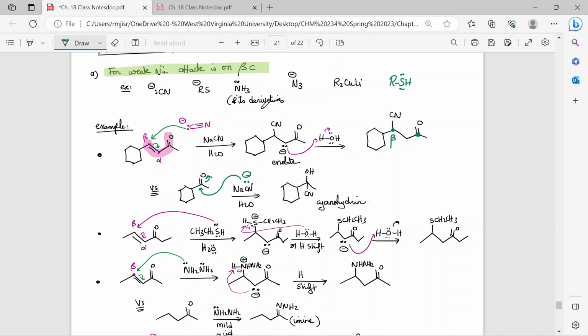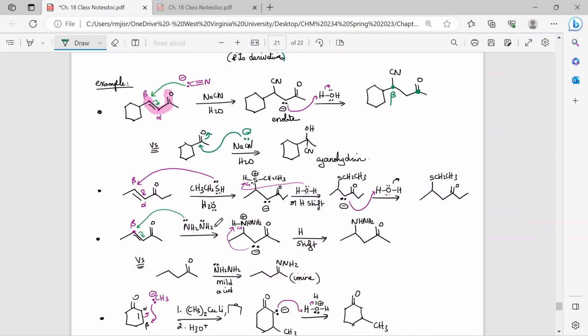Any ammonia and its derivatives, any derivative that is made up of nitrogen, those are weak nucleophiles, and those are going to come and attack the beta carbon. So let's say, for example, hydrazine. Hydrazine is an example of an ammonia derivative. So this one is going to come, it's not going to attack the carbon of the carbonyl, it's going to attack the beta carbon, form a negative charge, and then you are going to protonate. Because this one is a base, you don't need to protonate. The nitrogen is already a plus charge. So you can do a hydrogen shift in this case.